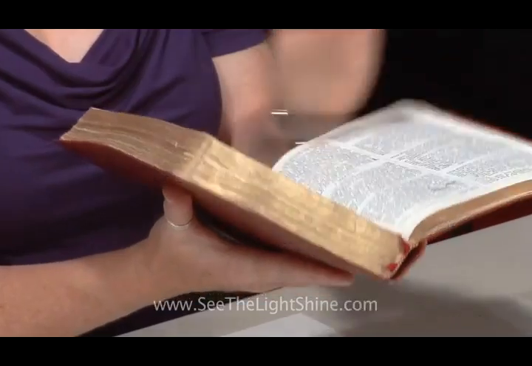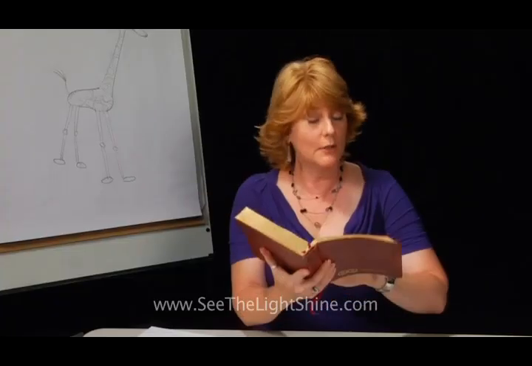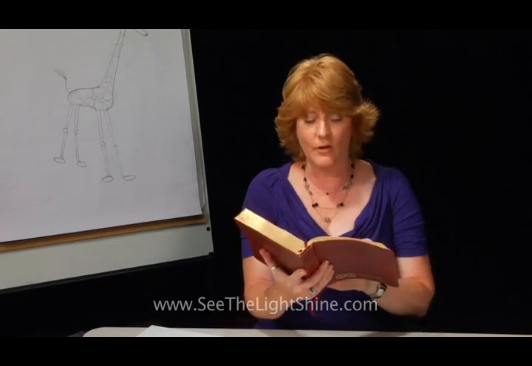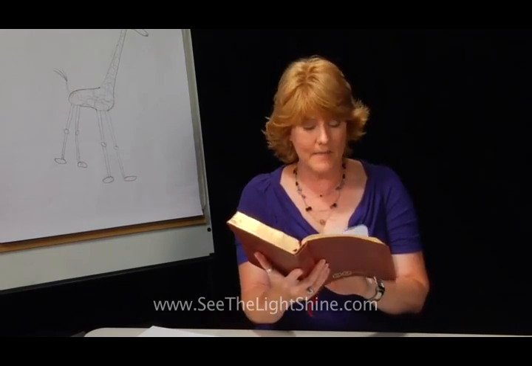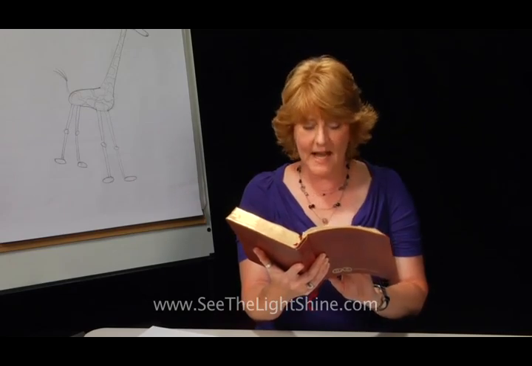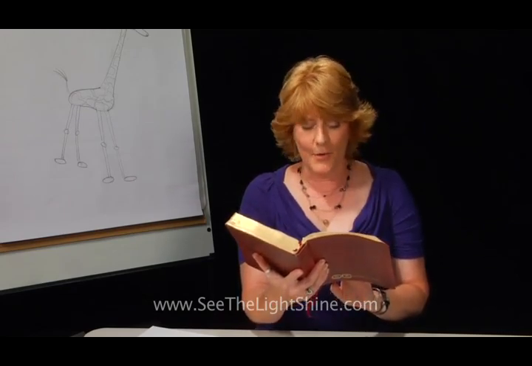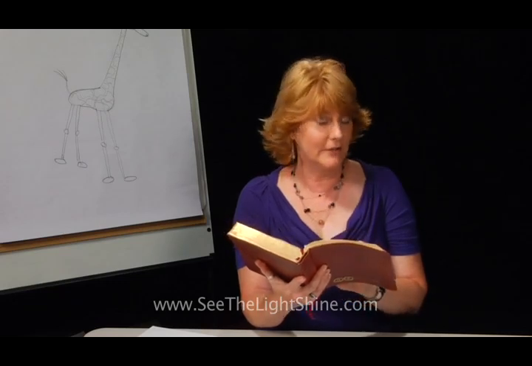In Genesis 2:19, here's what it says. Now the Lord God formed out of the ground all the beasts of the field and the birds of the air, and he brought them to the man to see what he would name them. And whatever the man called each living creature, that was his name. So the man gave names to all the livestock, the birds of the air, and the beasts of the field.